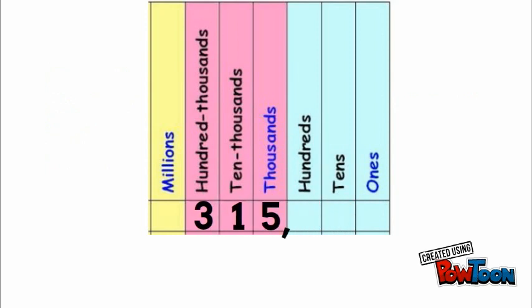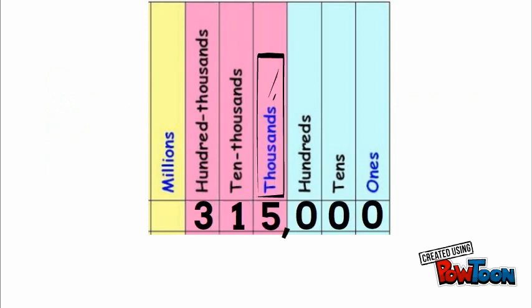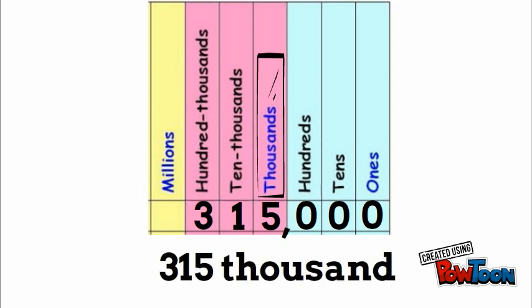Alright, so let's say we have this number. Notice there's a comma right after the thousands place. That gives us a clue as to how to say this number. So we would say 315,000.